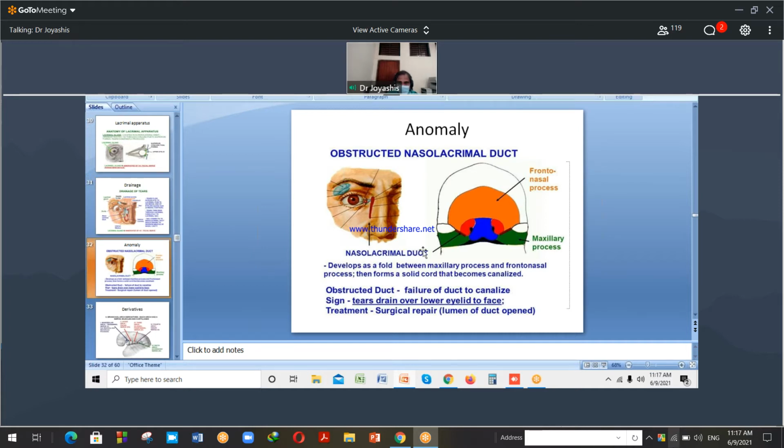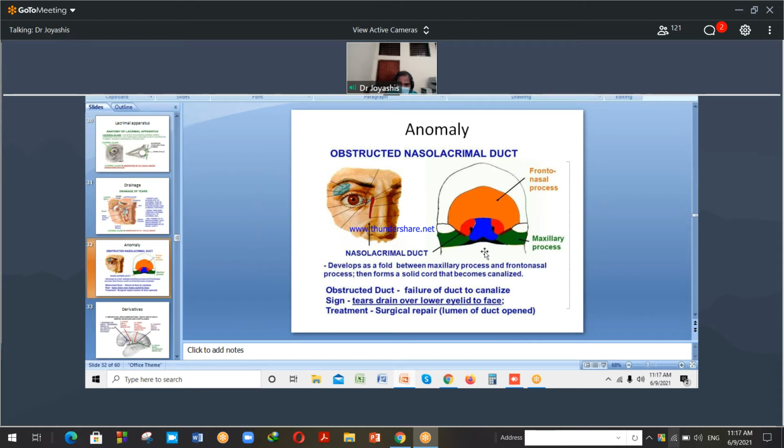So, obstructive nasolacrimal duct is an anomaly in the development. The nasolacrimal duct develops as a fold between the maxillary process and the frontonasal process. Between the frontonasal process and maxillary process, there is a fold through which the nasolacrimal duct opens, and later it becomes a solid cord-like structure that becomes canalized, through which the tears can pass from the lacrimal gland to the inferior meatus of the nose.